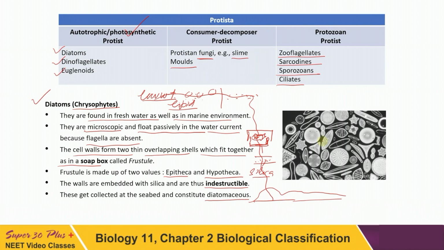These are different types of diatoms you are seeing here. You see that this diatom is clearly visible, it has two halves. This is the epitheca and hypotheca, in different types of diatoms. These are microscopic and plenty of these float in water.